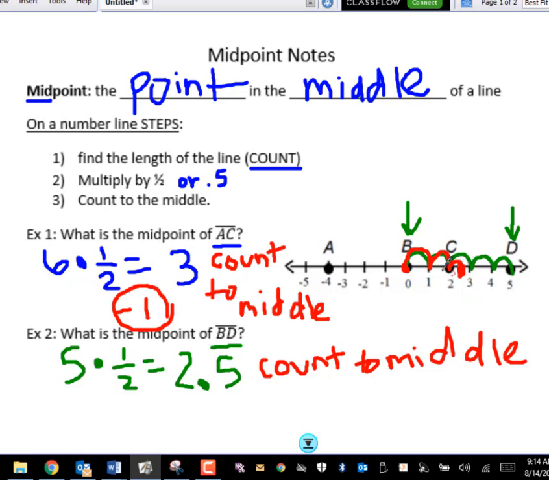So I need to say, well, what is the number halfway between 2 and 3? Well, halfway between 2 and 3 is 2.5. So final answer, the point in the middle is 2.5. Okay. If you need to rewatch that before you do your own questions, feel free to do that.